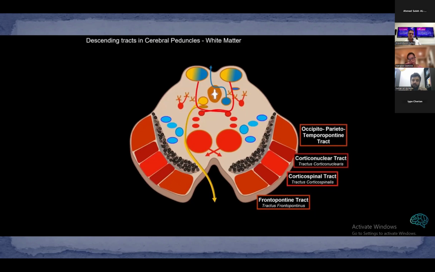Whereas the anterior and the posterior portions are comprised of the corticopontine tracts. Anteriorly, that is the frontopontine tract. At the back, there are the occipito-parieto-temporal pontine tracts. These will be the fibers carrying information to the level of the pons. So these are some important descending tracts in the midbrain, mostly in the anterior portion.